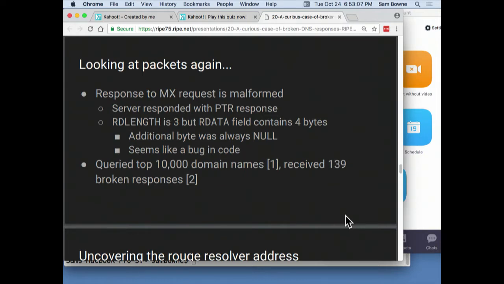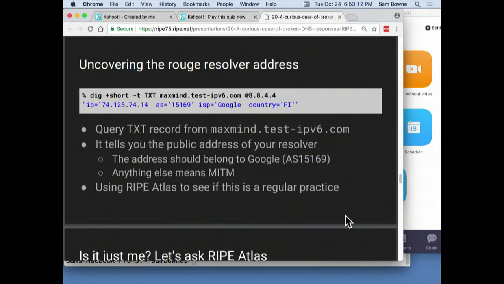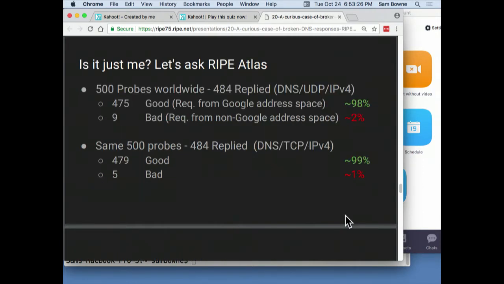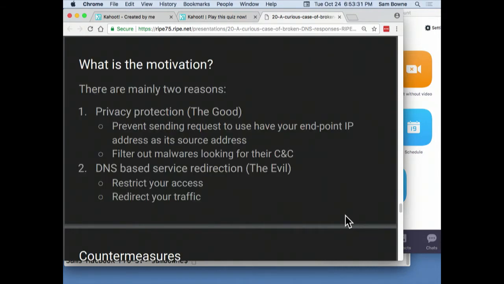So there is somebody on the internet spying on people, intercepting traffic and spoofing it and fouling it up. And he managed to find their resolver address. You query a text record from this. This will tell you the public address of your resolver. So he was able to find something about where it was. Looks like the country is Finland for that one. But anyway, he did some probes, and here's the logic.